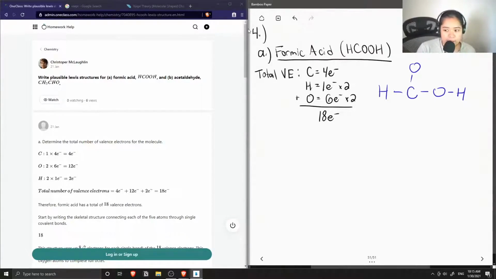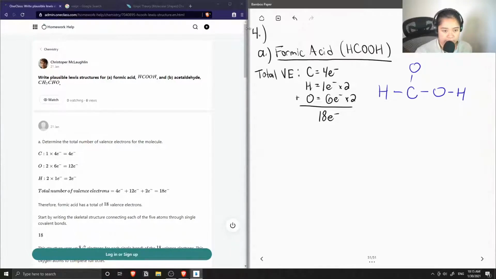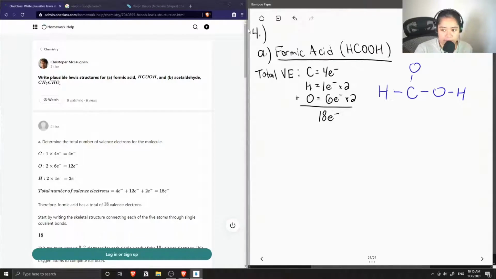And if we look at the octet of carbon, it doesn't have a full octet yet. And there's only 3 bonds to the carbon. So since carbon prefers to have 4 bonds in total, I'm just going to make this top oxygen have a double bond.